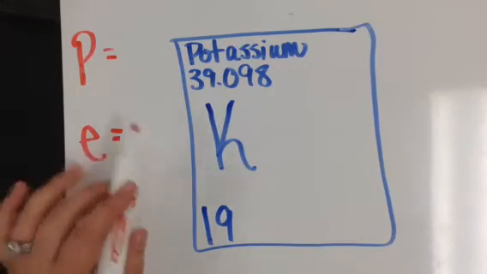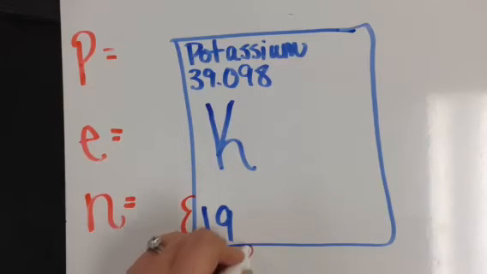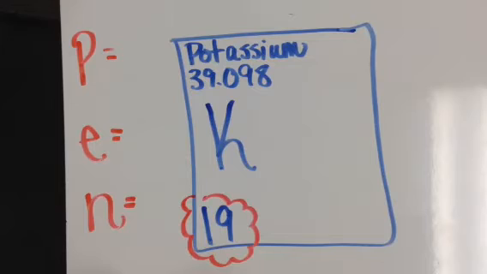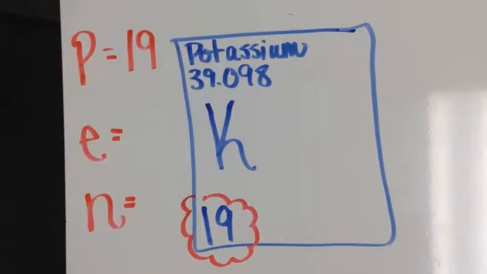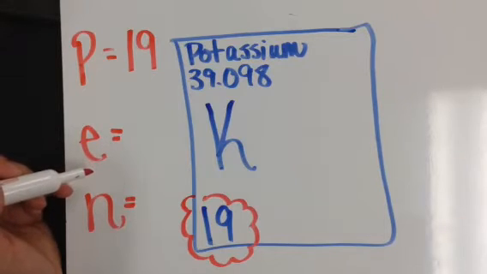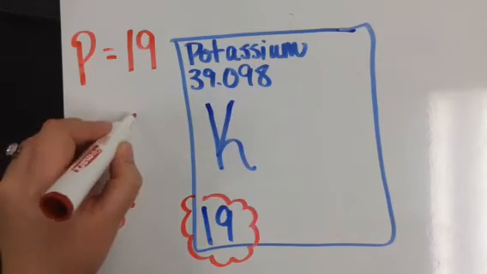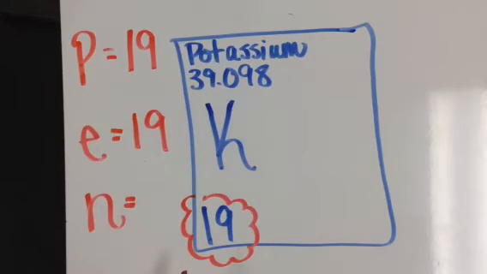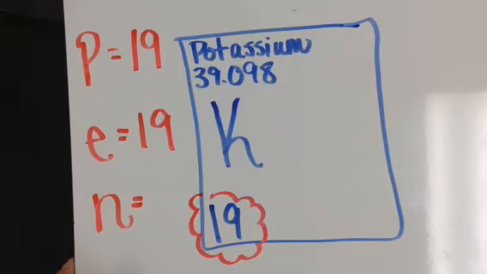First thing you want to find is protons. The atomic number of an element stands for the number of protons that element has. So 19 is how many protons a potassium atom has. Protons and electrons on the periodic table for these elements are always going to be the same. So if you have 19 protons, you're going to have 19 electrons. Really easy. The last one is neutrons, and this is the only one where you have to do a little bit of math. The periodic table doesn't just give it to you.